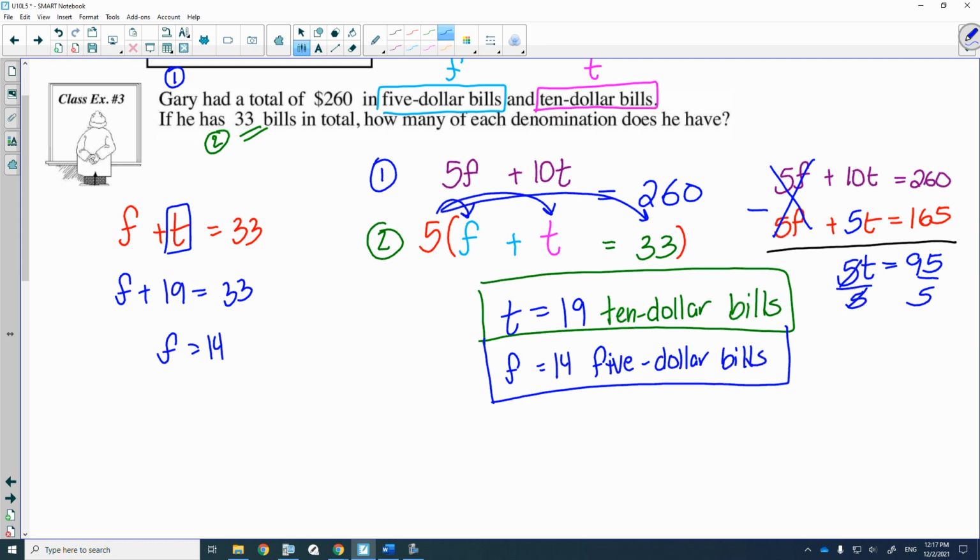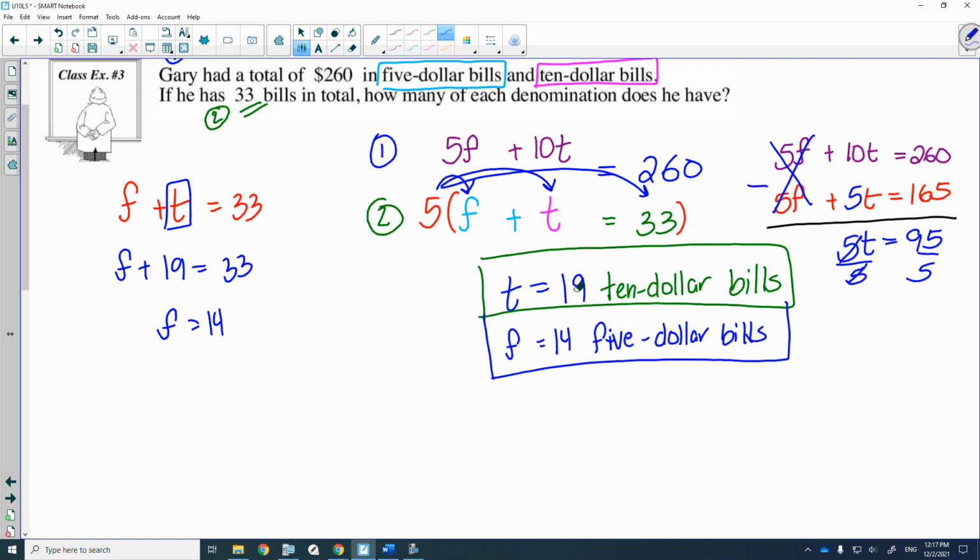You're going to have two long answer exam questions that are similar to this. Make sure you do your context sentence. So the question is, he has 33 bills in total. How many of each denomination does he have? The sentence would be, Gary has 19 $10 bills and 14 $5 bills. That would be your sentence. And then you would double check. Does 19 plus 14 total 33? And it does, right? 19 plus 14 is 33.